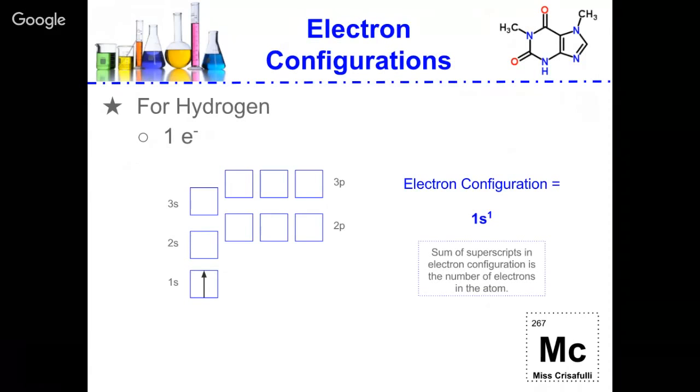Now, the sum of the superscripts in an electron configuration is going to be equal to the number of electrons in the atom that we're talking about. So we only have 1 superscript, 1 exponent, and it is a 1. So 1 plus nothing else is going to be 1, and that's how many electrons we have for hydrogen.